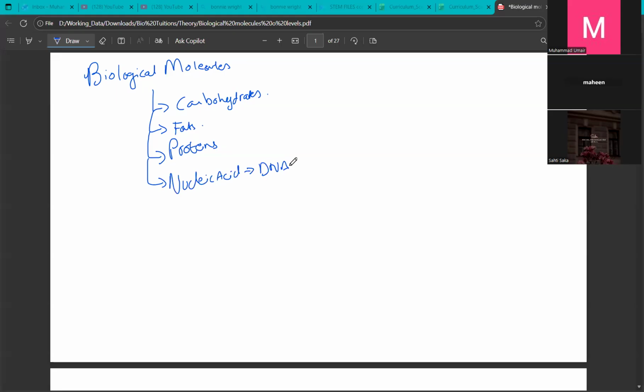Sir, excuse me, do we have lipids? Yeah, that is fats. So fats are called lipids. Okay. So the other name for fats is basically lipids.